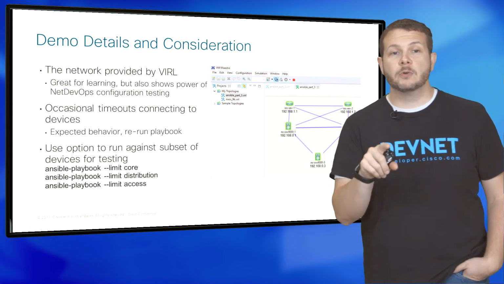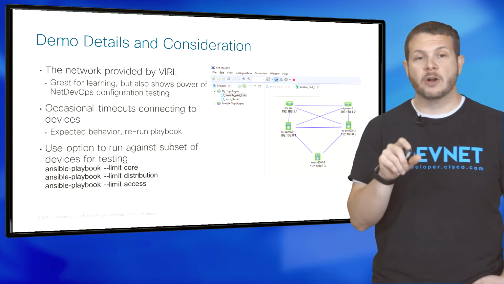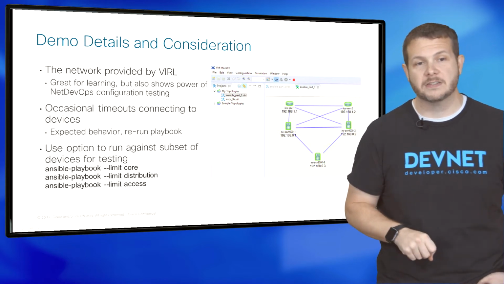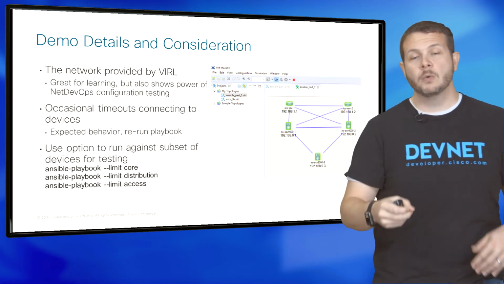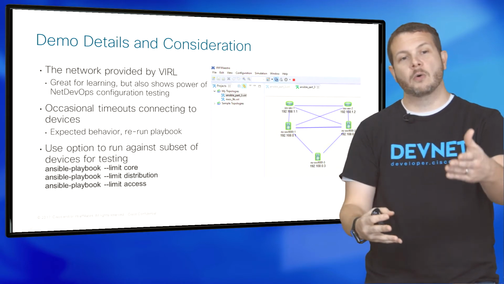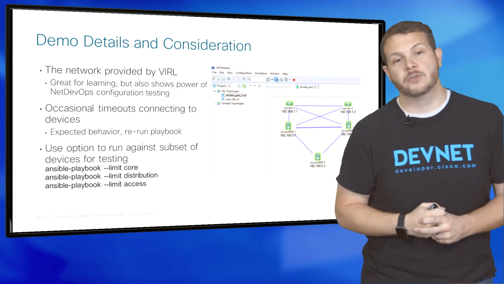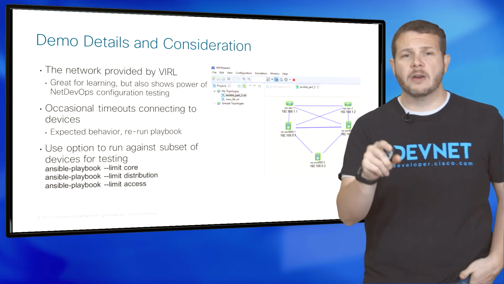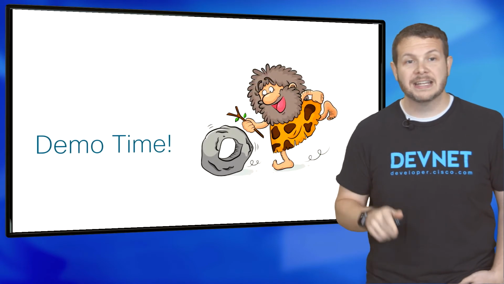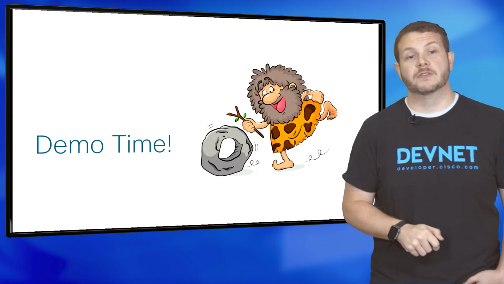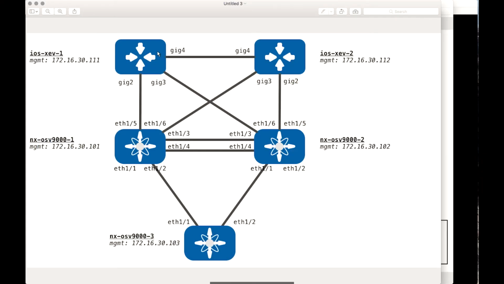Now as you go through, feel free to use options to run the playbooks against a subset of devices for testing. So ansible-playbook --limit core would target just the core devices, or --limit distribution just for the distribution devices. And this is a great way to retarget a specific set of devices. Now with this in mind, let's jump into the demo and see how this runs and works. All right, let's jump in and do this demo.